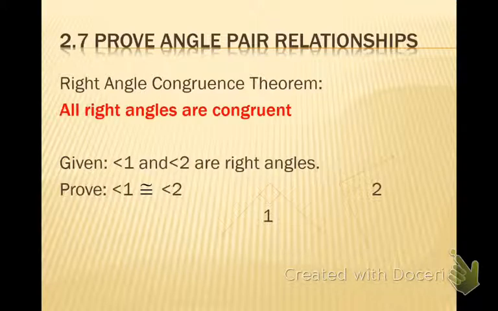Well, that should sound fairly obvious, but remember that postulates are those rules that are accepted as being true, whereas theorems are those rules that need to be proven before anyone will accept them as being true. So this is a theorem, and we need to make sure that we go through and prove it. So what do we do? Well, we start with two right angles. So we're going to be given two right angles, and we want to prove that angle 1 is congruent to angle 2. So let's go do that.